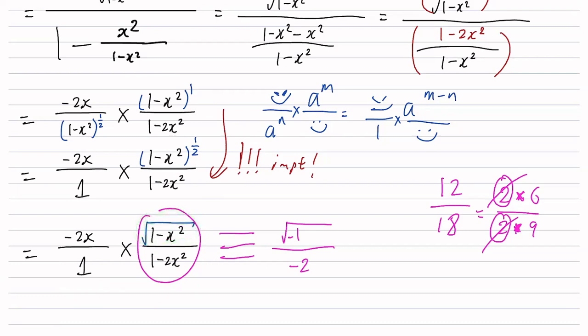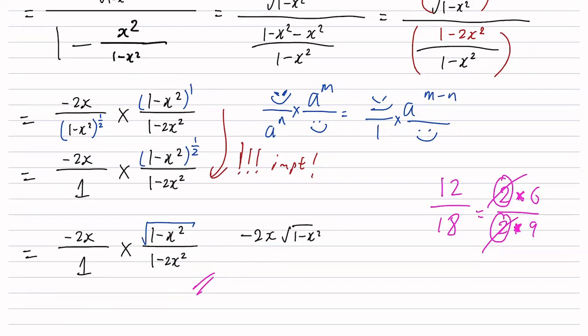Okay, very good. We just erase the nonsense away, and that's your answer already, essentially. If you want, you can clean up a bit more. So minus 2x times the square root of 1 minus x squared, all divided by 1 minus 2x squared. Answer. Okay?